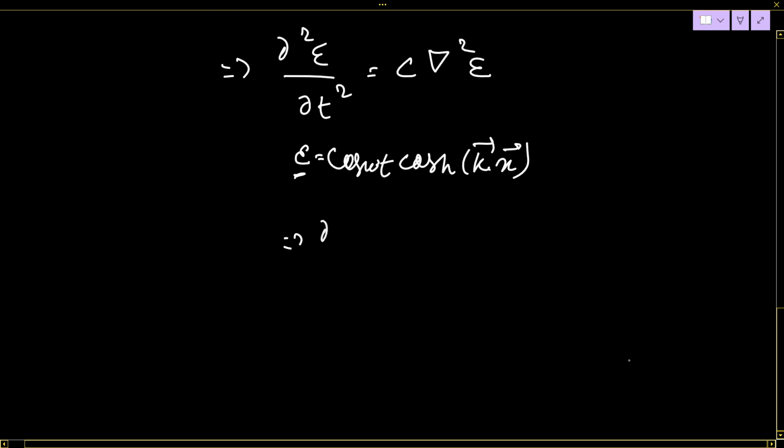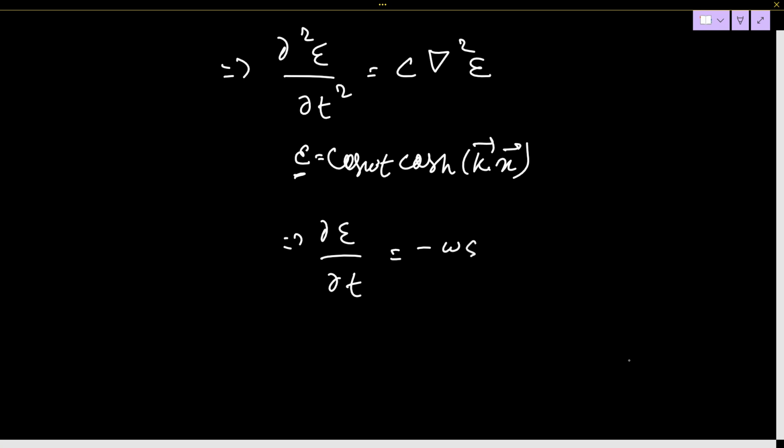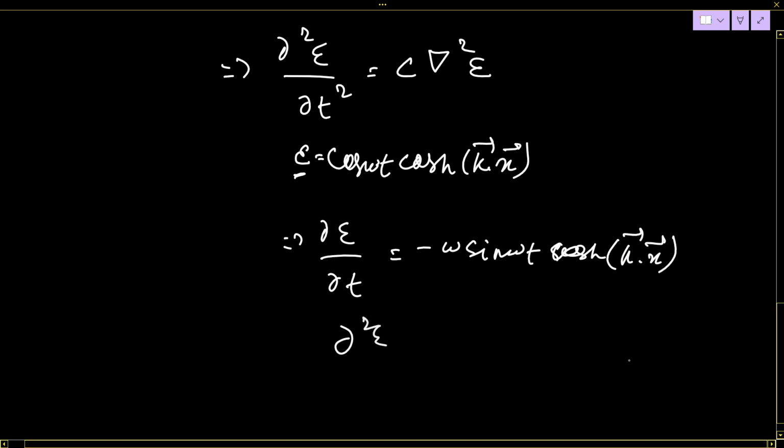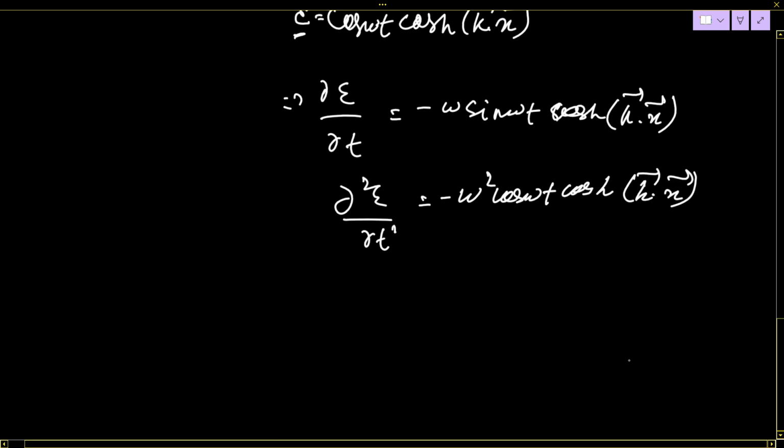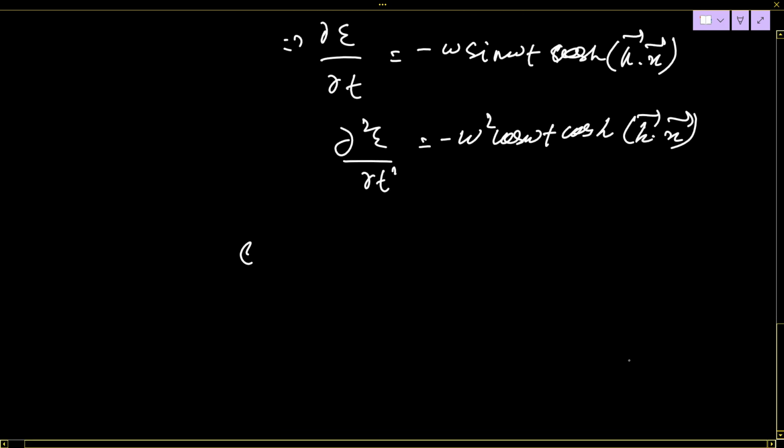So first del E by del t. Del E by del t is how much? Minus omega sine omega t cosh k dot x. Del square E by del t square is equal to how much? Minus omega square cos omega t cosh k dot x. Okay. Now the right side is what? Right side is c del square E.